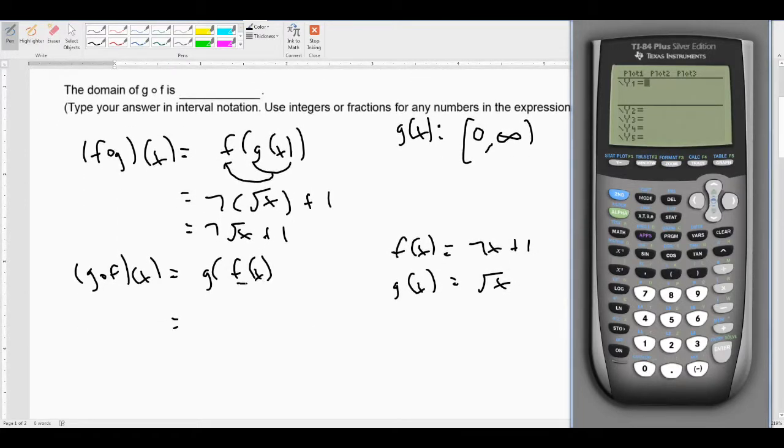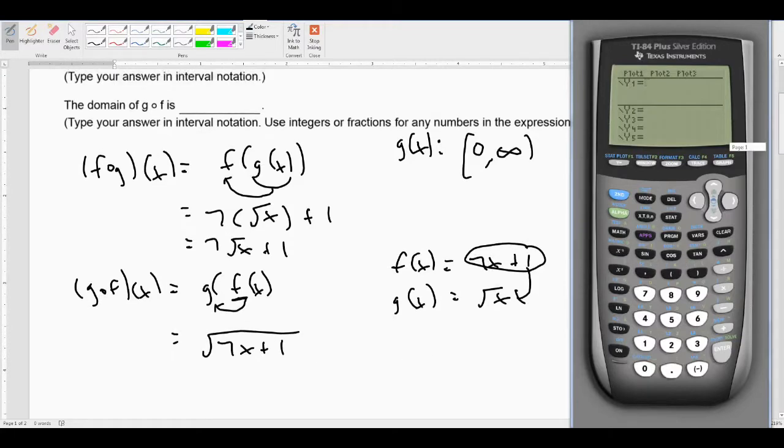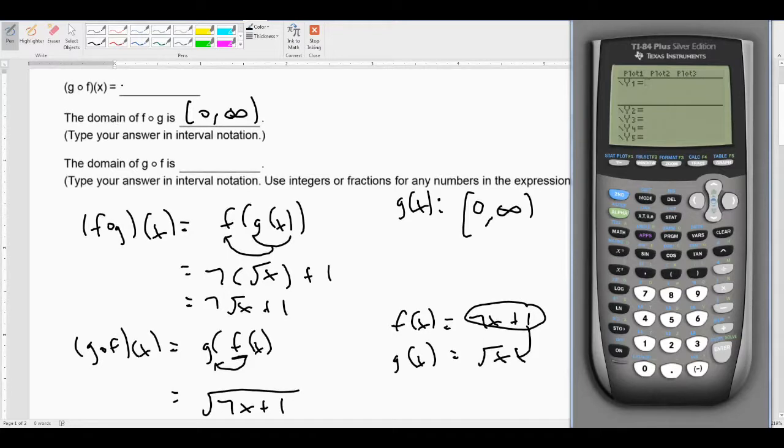So this time we're going to take the f function and substitute it into the g. So g is the square root of x, but I'm not going to write down the x because I'm taking this whole function and putting it in place of the x into the g function. So it's the square root of 7x plus 1. So that's what we have here for now. Now we have to find the domain.